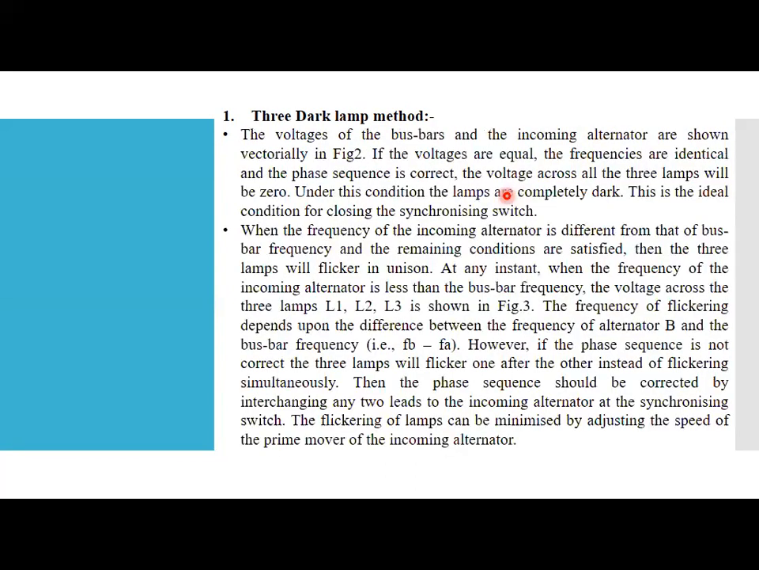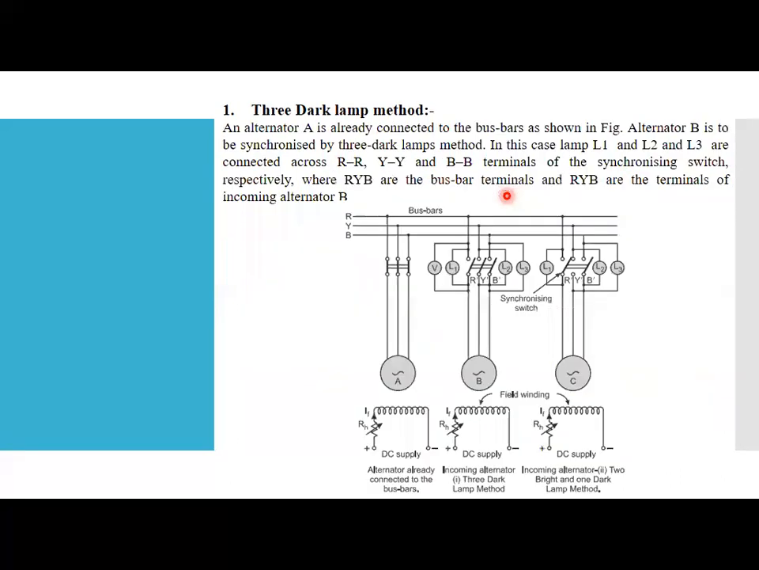But what is the drawback? Same as the 1 dark method for the single phase alternator. Suppose you have a 220 volt lamp. If you give only 20 volt, then also this lamp is dark. If you give 30 volt, it will be dark. But if you give 40, 45, it will start some brightness. So that is the drawback. If there is some minimum voltage difference, then also all the lamps will be dark. So that is the drawback of the dark lamp method.